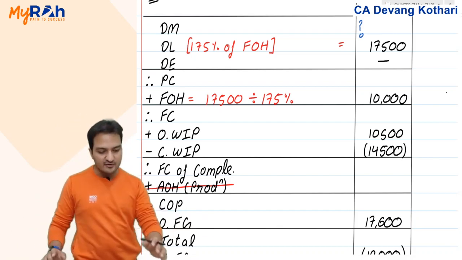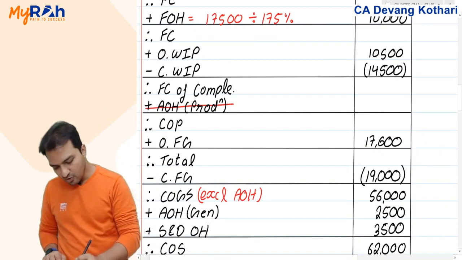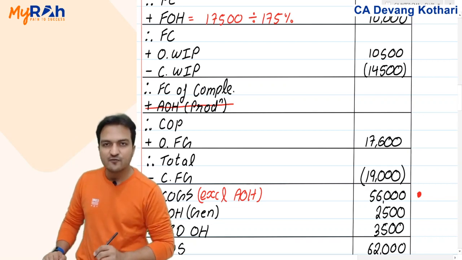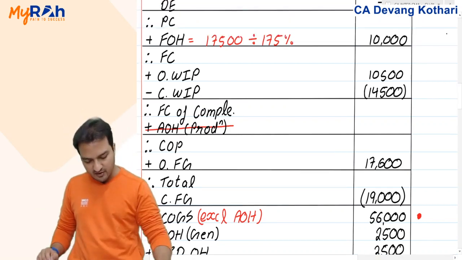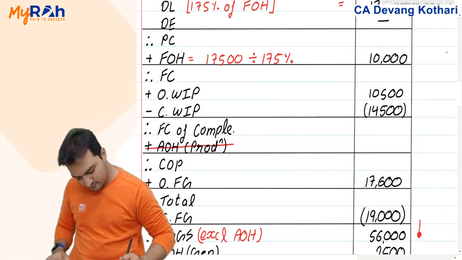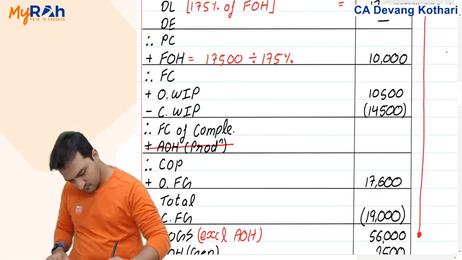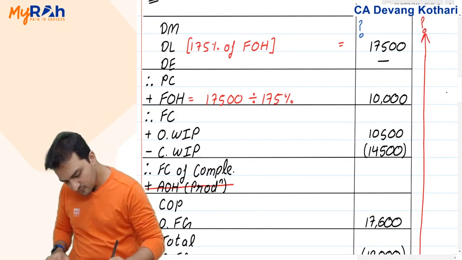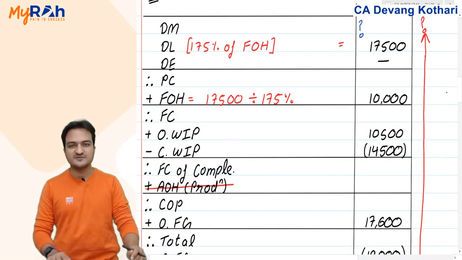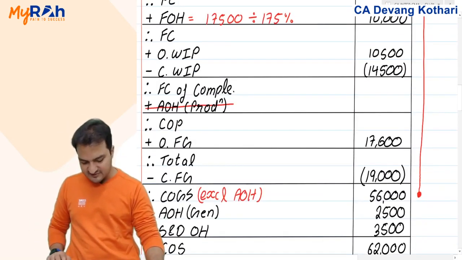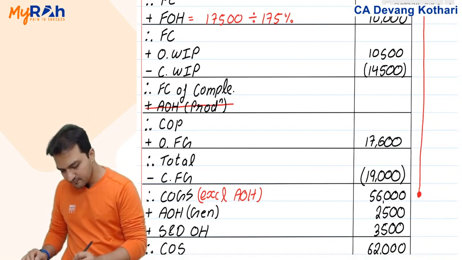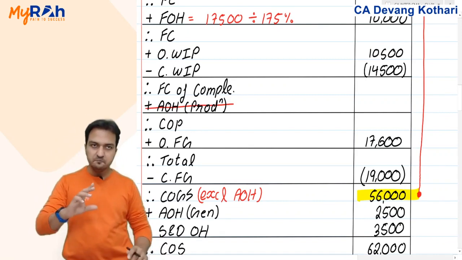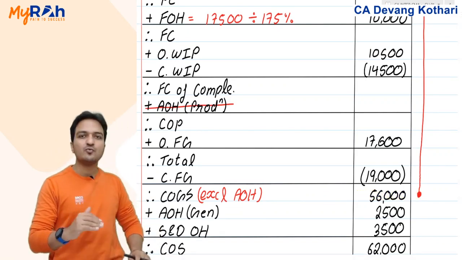Well, simple. Now that you have the COGS, all you have to do is start from this COGS here, 56,000, and starting from this COGS, you need to do reverse working until you find materials. Let's do that. COGS you are given as 56,000. On that COGS, when I do reverse working, remember, in case of reverse working, negative values are added, positive values are deducted.